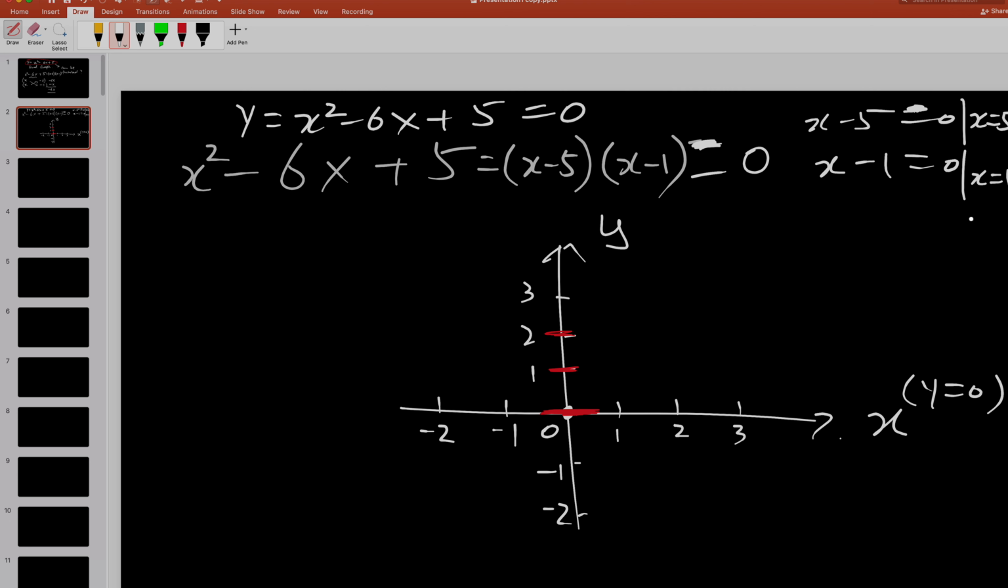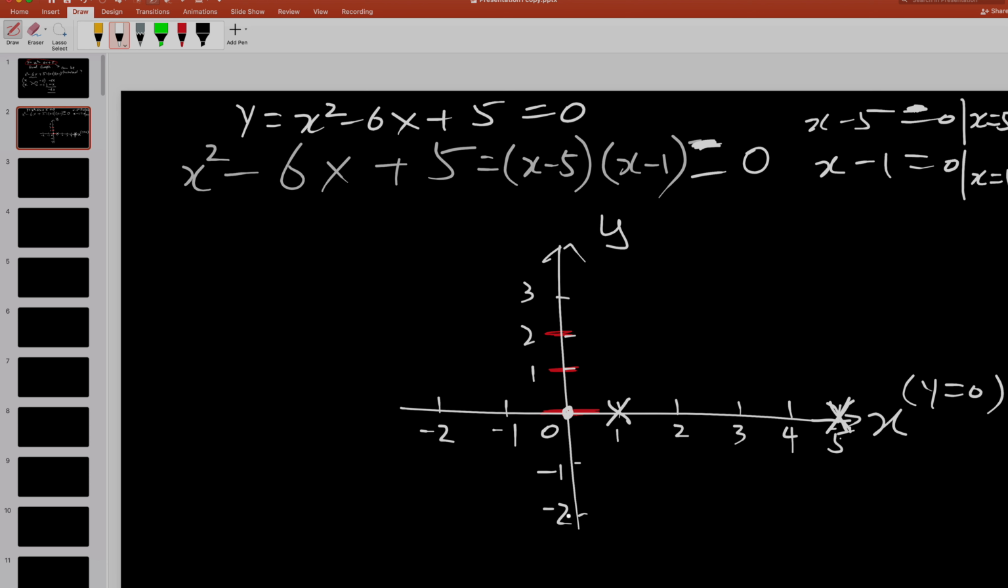Yeah. So what this means is, when x equal to 5, your y equal to 0. So when x equal to 5, seems like I need to extend this. When your x equal to 5, your y equal to 0. So this is 1 point. And another point, x equal to 1, y equal to 0. This is another point. So you have 2 points already.